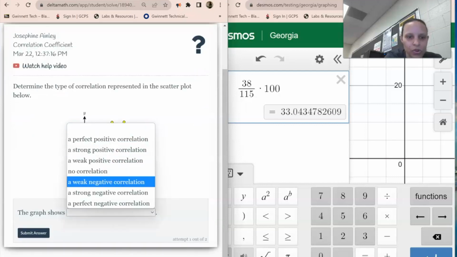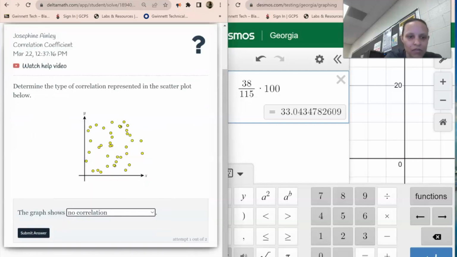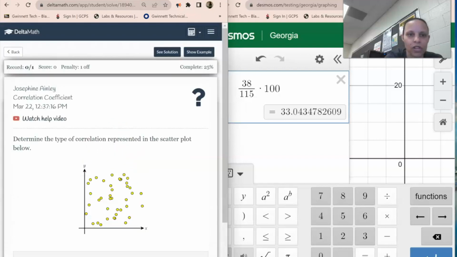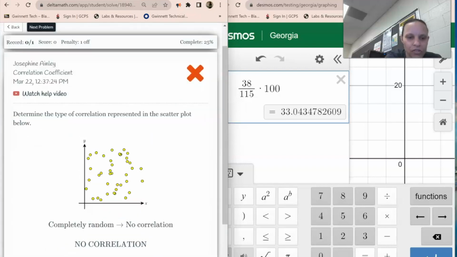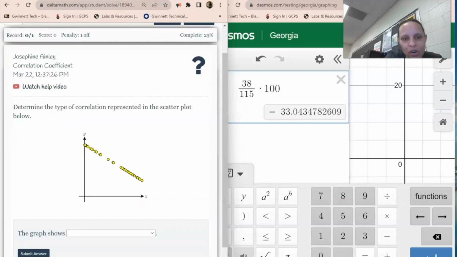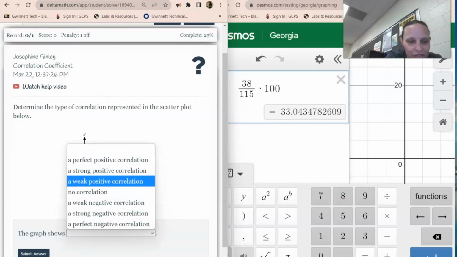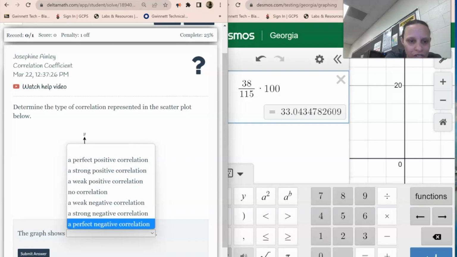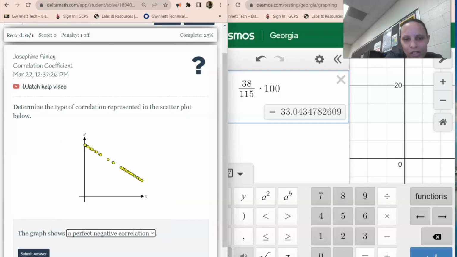This one also shows no correlation because I can't see anything, right? Oh, I don't mean to get that right. Sorry. So again, get that wrong. All right, so no correlation. All right, next, this is perfectly straight going down. So that's a perfect negative correlation. Why? Because it's perfectly straight.